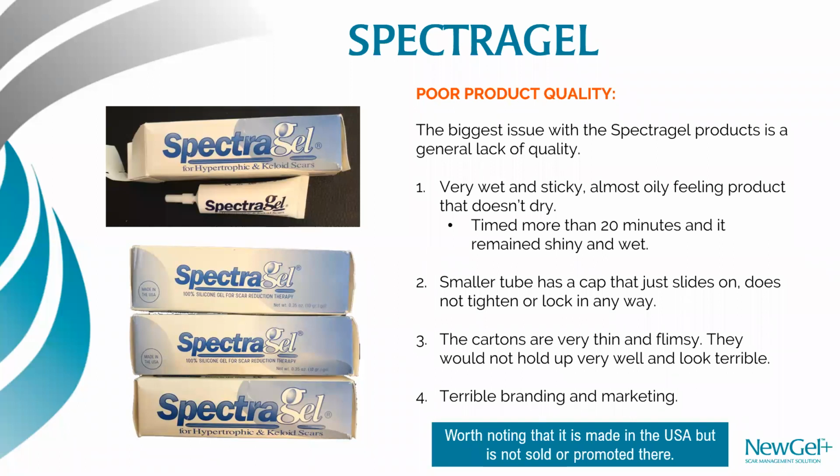The smaller tube, as you can see in this photo here, has a cap that just slides on. It doesn't screw on, it doesn't tighten in any way. If you tried to carry this anywhere, it would be a mess because the cap would come off, and it just doesn't seem very secure. It seems almost more like a cheap sample tube, not a for-sale product. Just terrible. The cartons, if you can see these cartons here, these are pictured online. Do you see how bent they are? And do you see how the flap ends are all bowed out?